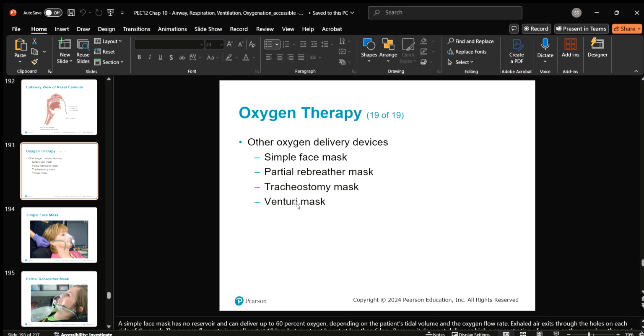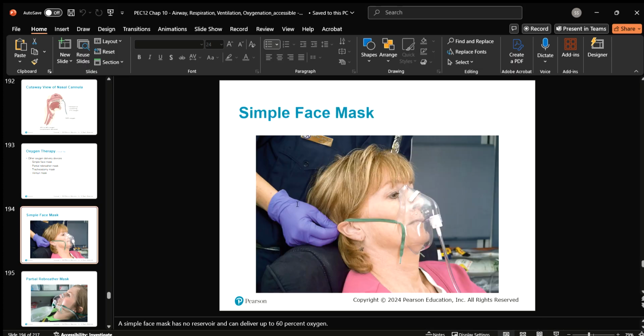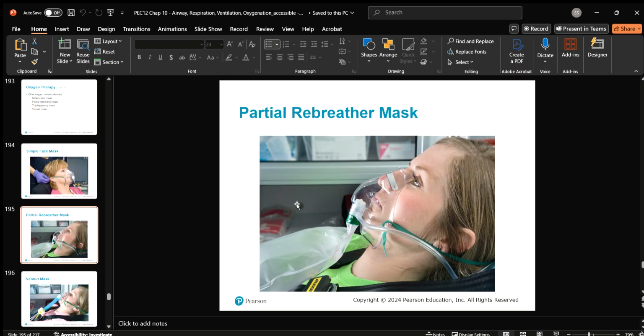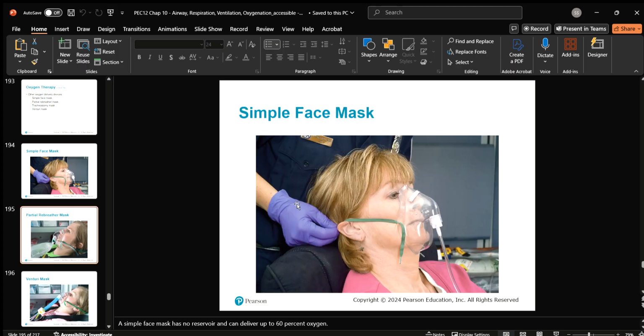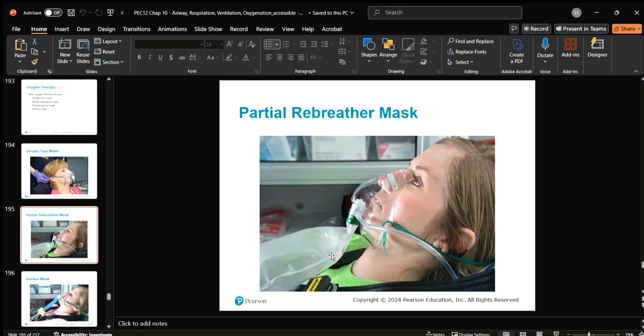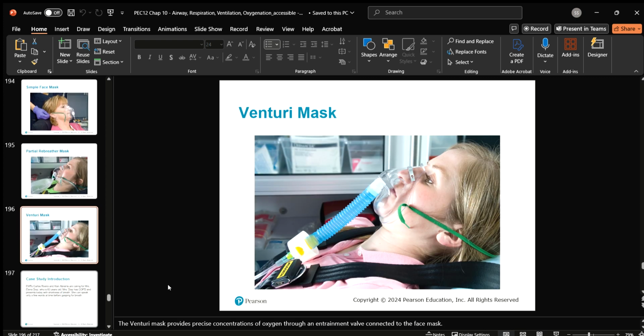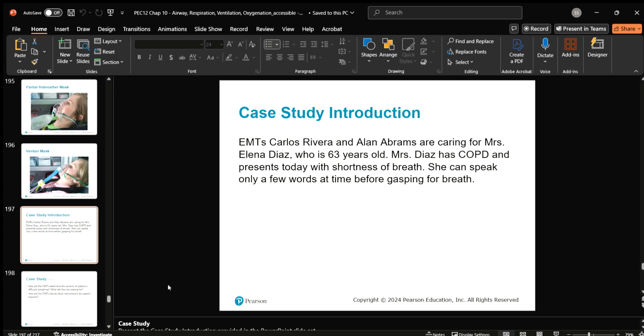There's also the Venturi mask. Don't worry about it, you're not going to see it. Here's just a simple face mask. This one has a bag. Why is it important to get this bag full of air? What if that bag is not full and it's just crinkled up due to moisture or something like that? They're not getting oxygen. This bag needs to be inflated. This is that Venturi mask. Again, don't worry about it.